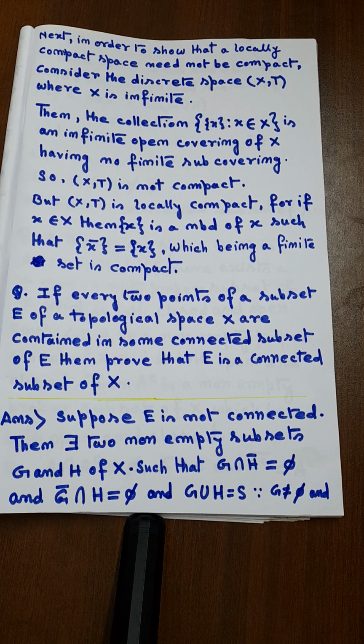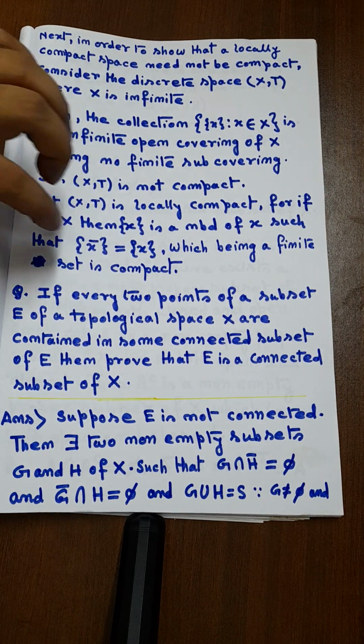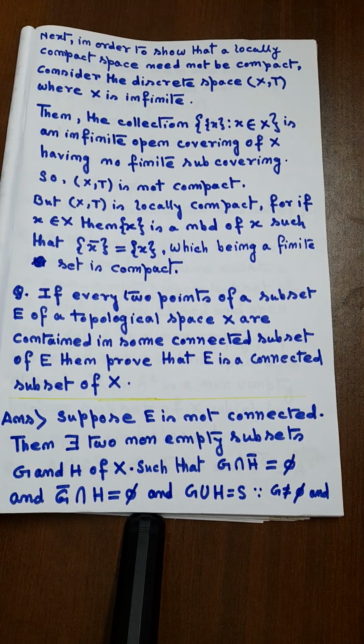Then the collection {{x} : x belongs to X} is an infinite open covering of X having no finite subcovering. So (X, T) is not compact. But (X, T) is locally compact, for if x belongs to X, then the set {x} is a neighborhood of x such that the closure of {x} is equal to {x}, which, being a finite set, is compact. So it is proved.